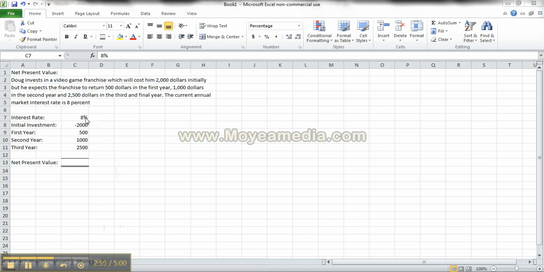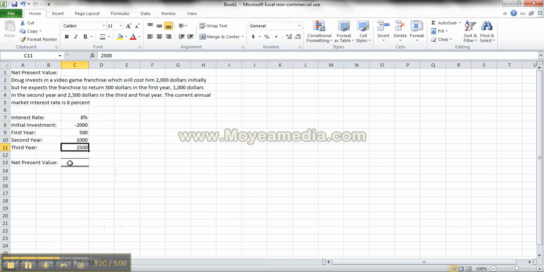So we'll go in, type in our 8% for the rate, and then the first initial investment is going to be negative $2,000 because he has to pay that money out. And then the first year we expect an income of $500, and then in the second year is $1,000, and then the third year is $2,500.